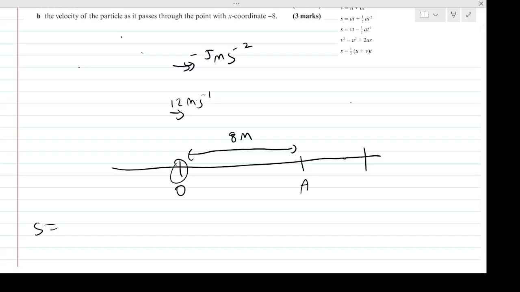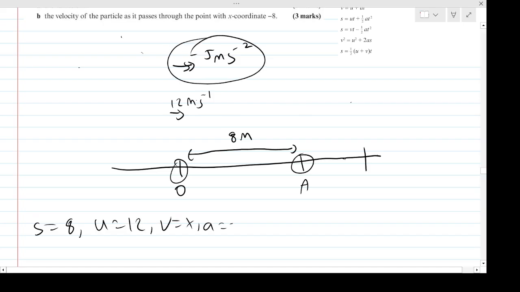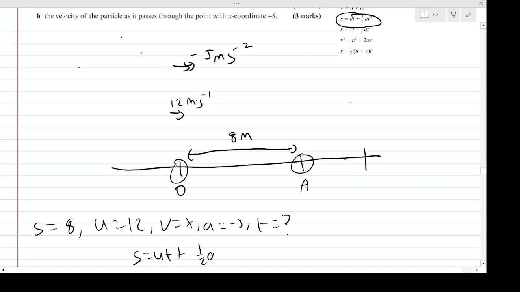Okay, so if we consider this, if I use SUVAT, then if we want the distance from O to A, as we just discussed, the displacement is 8. The initial velocity is 12. The velocity at A we don't know anything about, and we don't really care about it. The acceleration is -5. And t is what we want to work out. So we're going to be using the formula without a v in. We don't want v in, so we're going to be using this formula here. s is ut plus a half at squared.